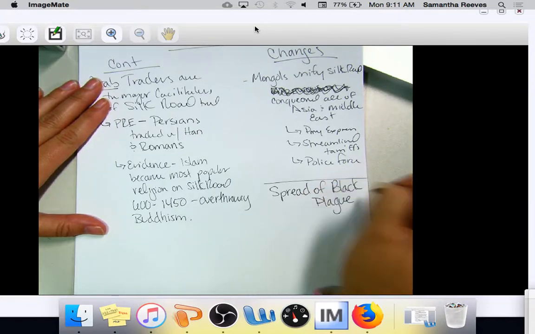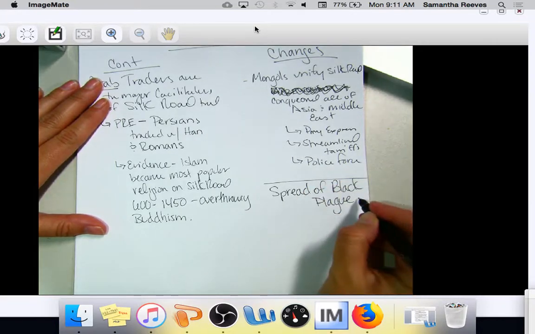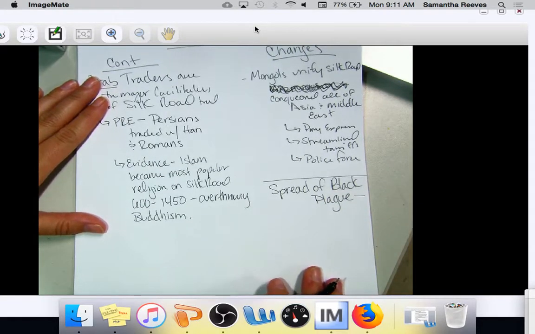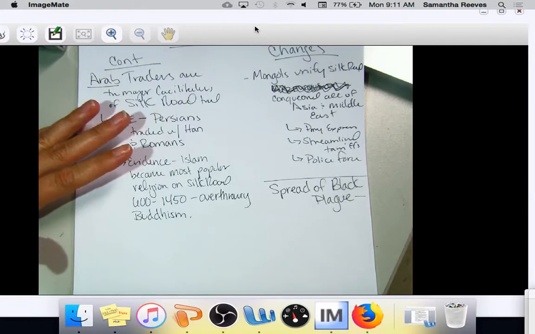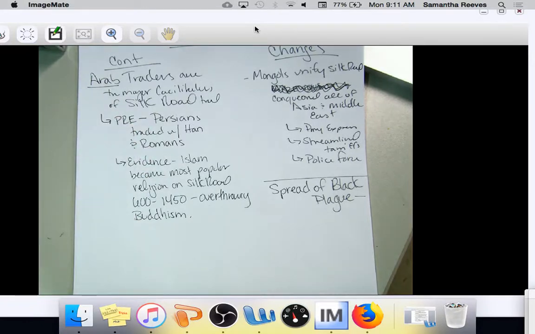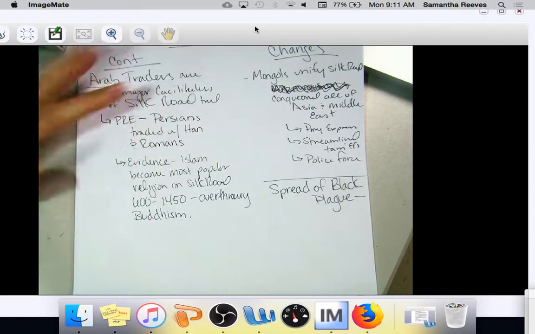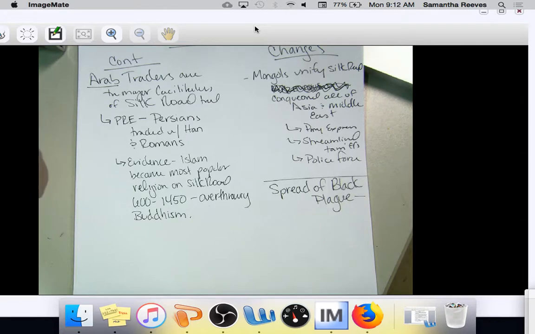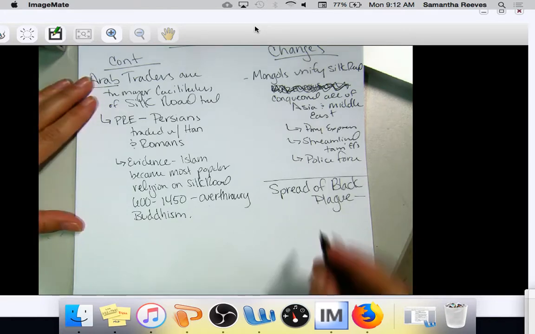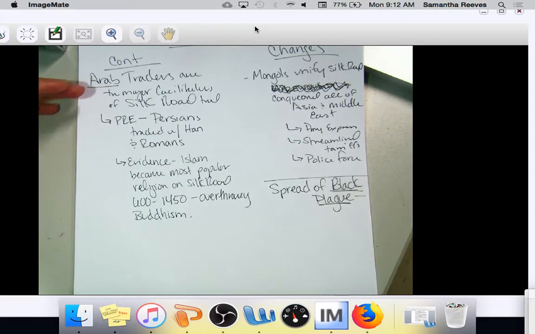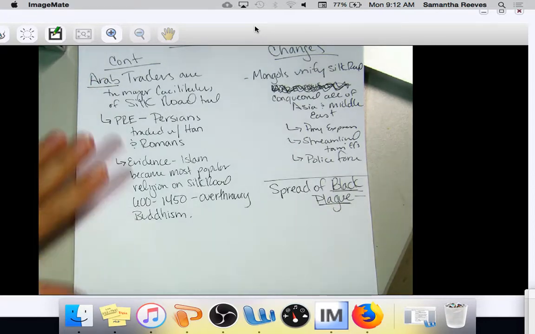Spread of the Black Plague. All right, so who can explain what is happening during this period with the Black Plague? Come on. What do you got, Cade? That's literally what we just talked about, so no. Emma. No. Ladies and gentlemen, what we're focusing on is the Black Plague. How about, where does it start? China. Let's go there. Ashlyn.